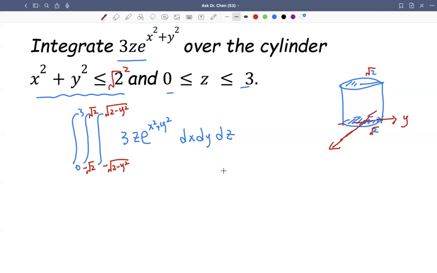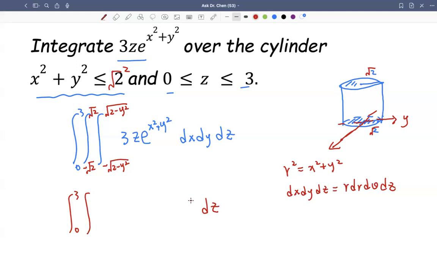So we want to use cylindrical coordinates. In cylindrical coordinates, we have r squared equals x squared plus y squared, and dx dy dz equals the Jacobian, from the change of variables, r dr d theta dz. So the z direction doesn't change. Z still goes from 0 to 3. But now we use d theta dr with the Jacobian r.